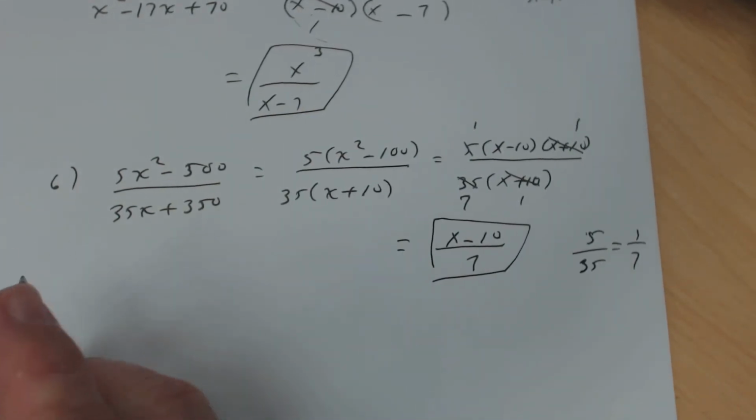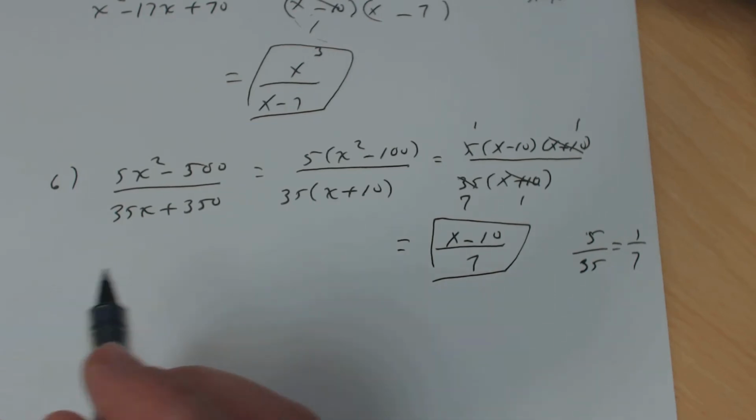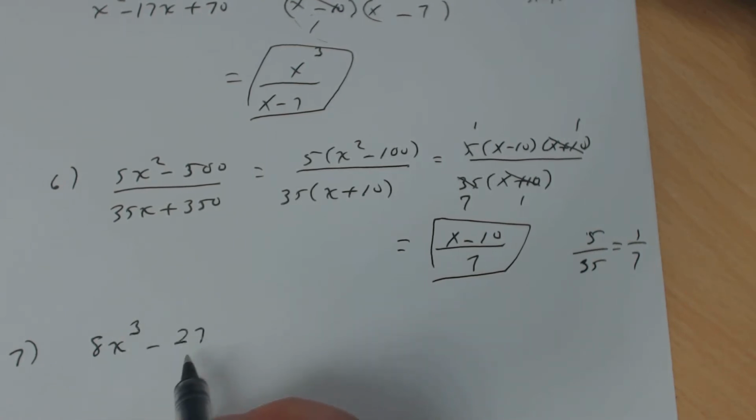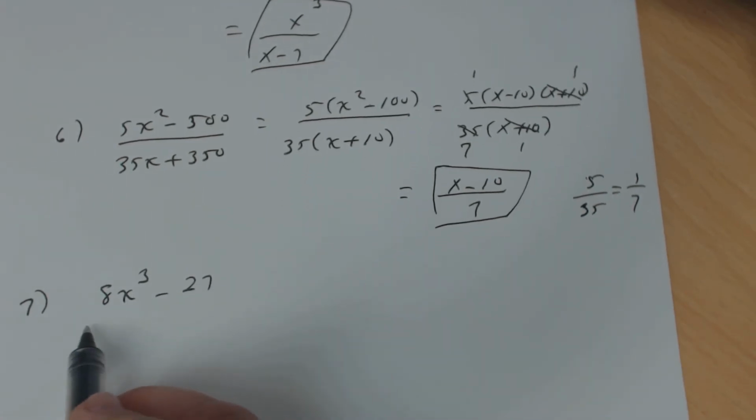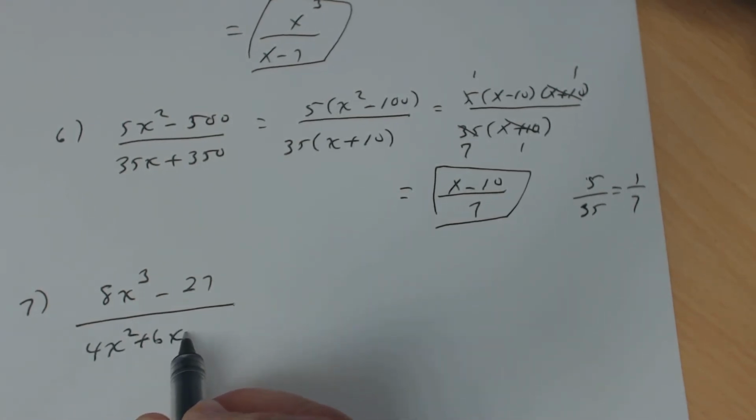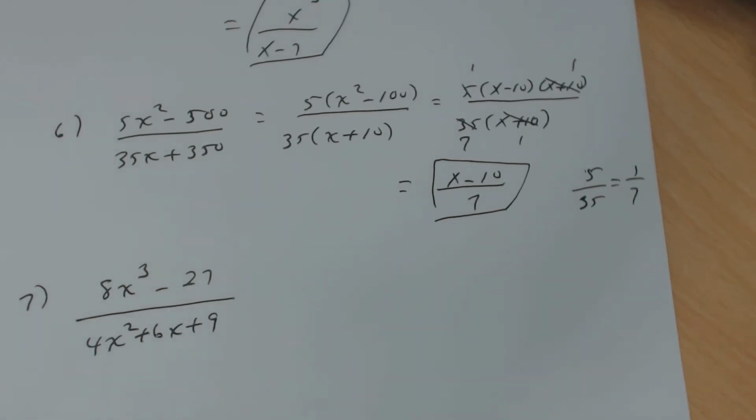All right. Let's look at this one. Okay, so we have 8x cubed minus 27 divided by 4x squared plus 6x plus 9.